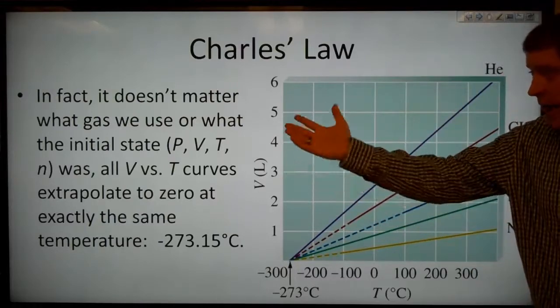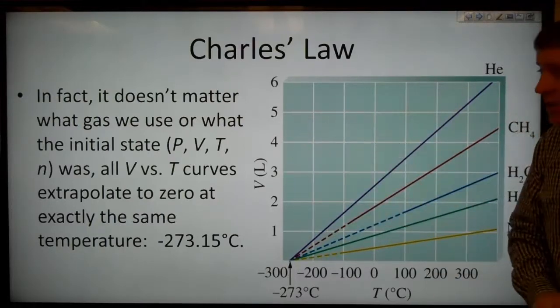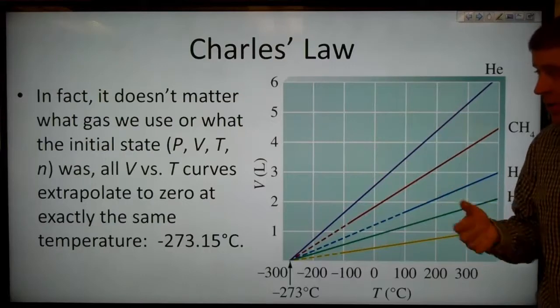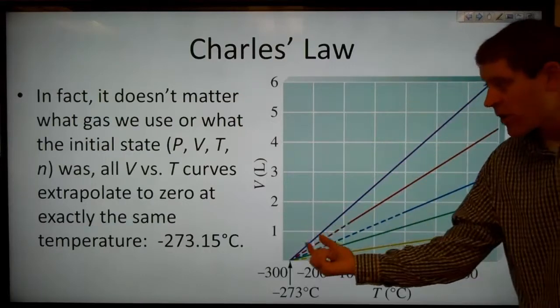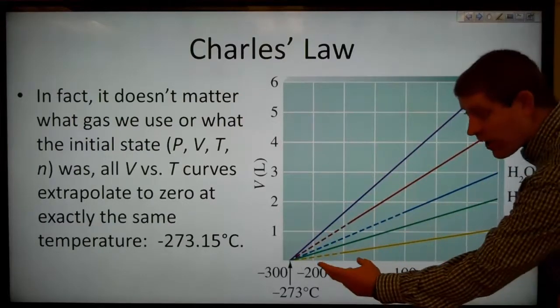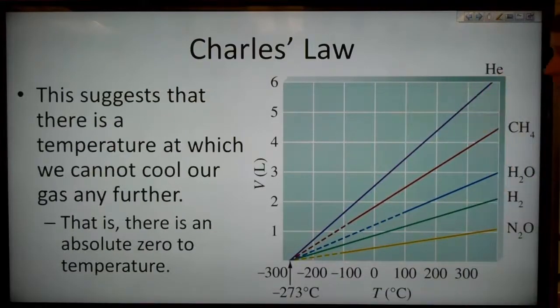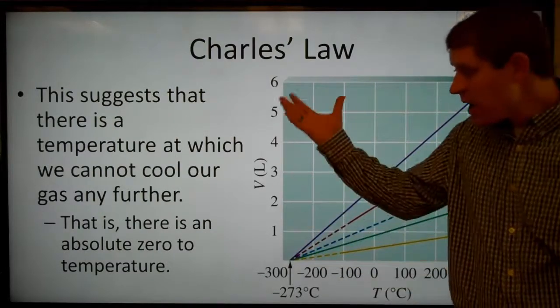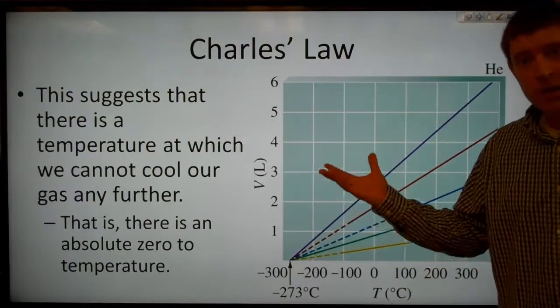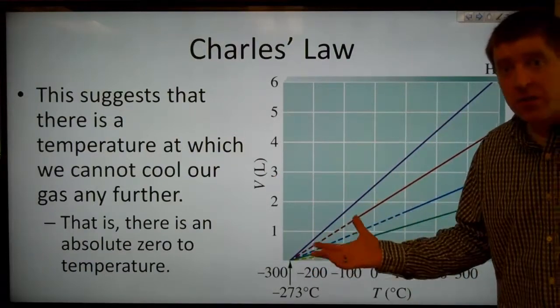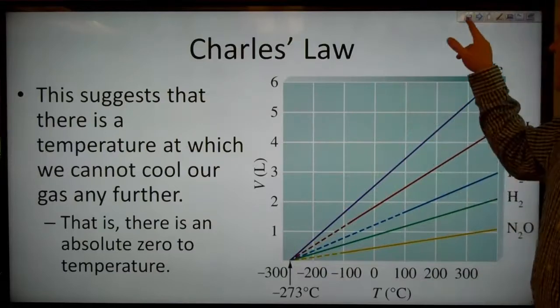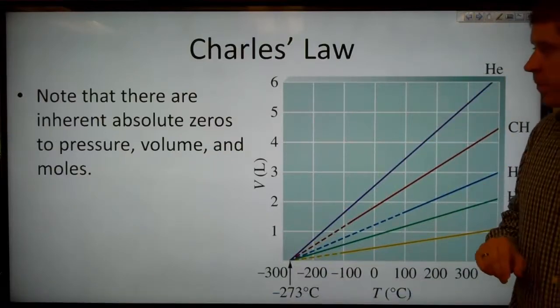Again, it doesn't matter what gas we use, what initial states we start out with, what pressure, volume, temperature, and n. All of these curves extrapolate to zero volume at the same temperature, minus 273.15 degrees Celsius. And so this is the basis of absolute zero. This is the basis of a new temperature scale that we call the Kelvin scale.